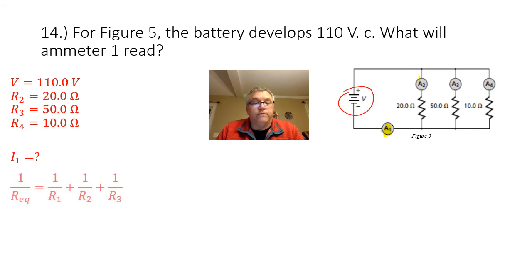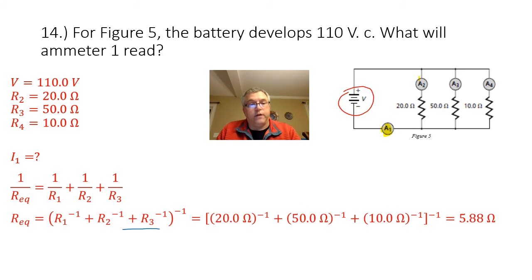And I know that the inverse of the equivalent resistance is going to equal the sum of the inverses of the individual resistors. And in order to put that in a calculator-friendly version, much easier to put into the calculator than adding fractions up, I know that the inverse of the 20 ohm resistor plus the inverse of the 50 ohm resistor plus the inverse of the 10 ohm resistor, and I take the inverse of that sum right there. That is going to give me an equivalent resistance of 5.88 ohms.